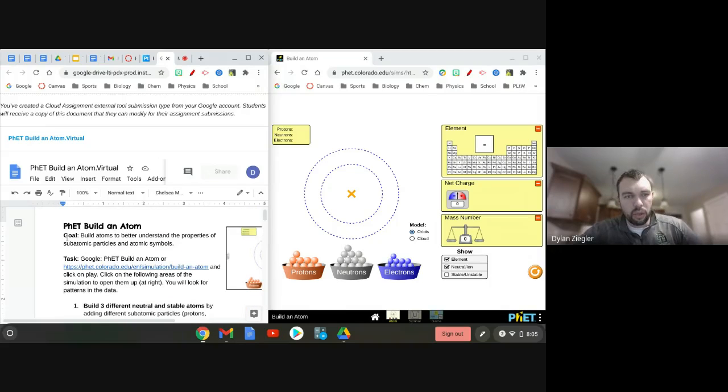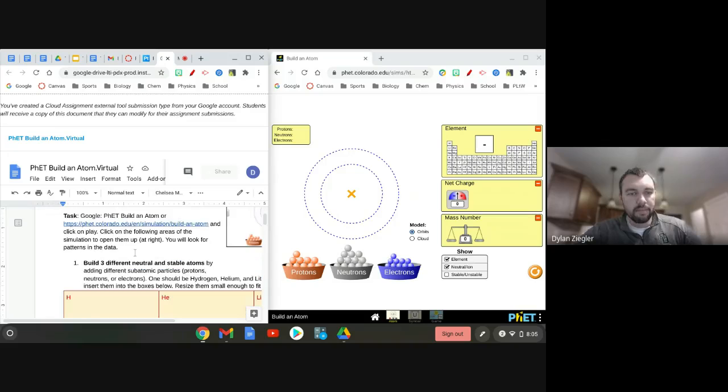I should go through the goal. The goal of this is to build atoms, and we're going to better understand the properties of the subatomic particles. The subatomic particles are the things that make up an atom. So if you're not familiar, there are three things here: protons, neutrons, and electrons that help create or build an atom, in different ratios and different amounts. We're going to see how they affect the type of atom that we're building.